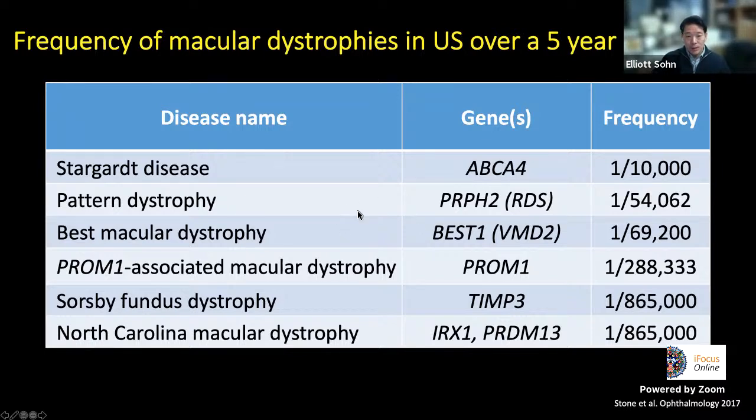So pattern dystrophy and Best disease, Best macular dystrophy follow in terms of frequency. So they're seen in relative increased frequency compared to some of the other more rare macular dystrophies, but not as frequently as Stargardt disease. And here's a couple other disorders with even less frequency over the 5-year period.